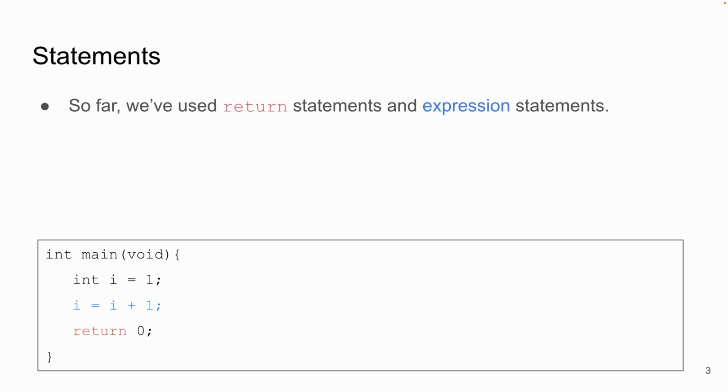So far, we have used return statements and expression statements, right? The return statement is the return 0 you always need to have at the end of your main function. And the expression statement is the statement we introduced in the previous lesson. That is the expression that has arithmetic and assignment operators. So something like this, which I labeled in blue. These two lines are all expression statements.